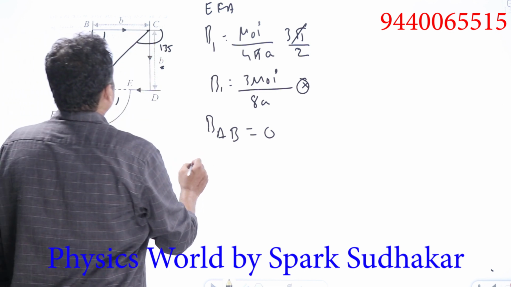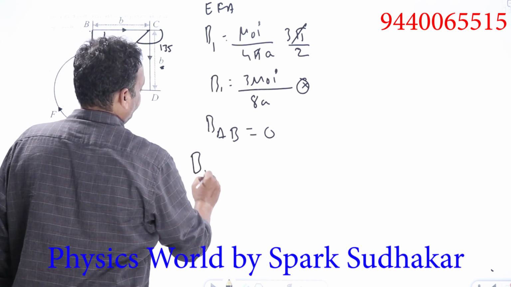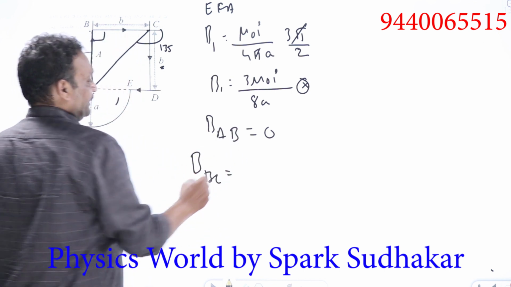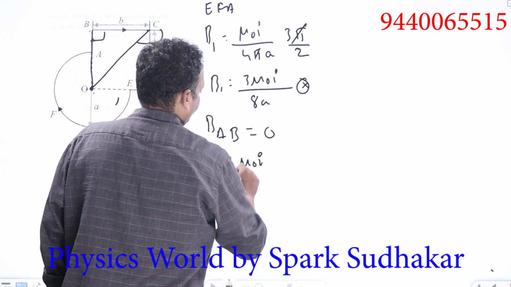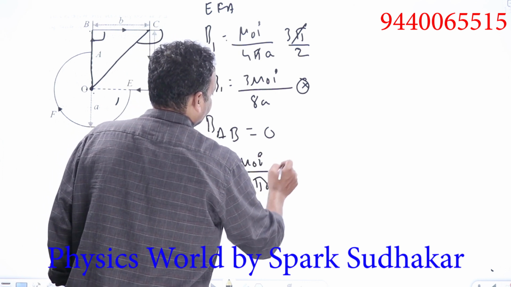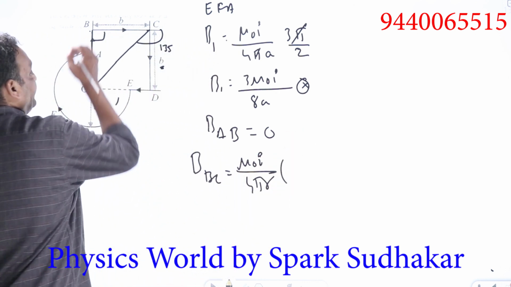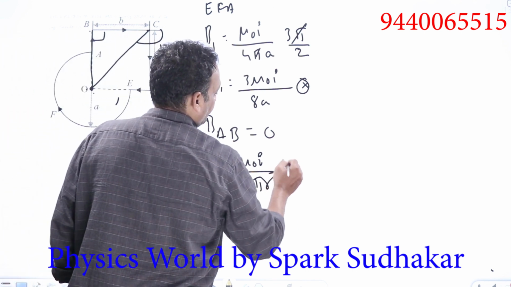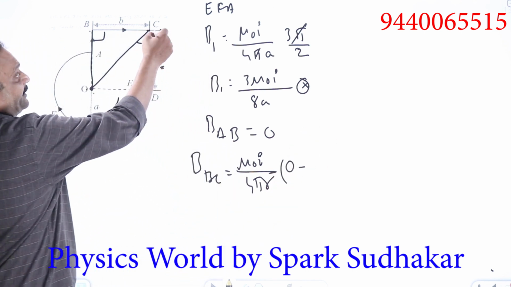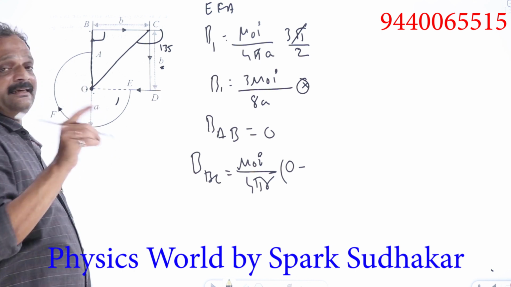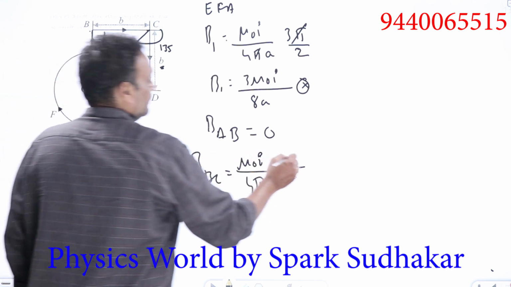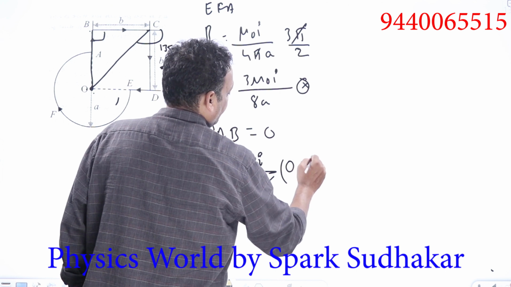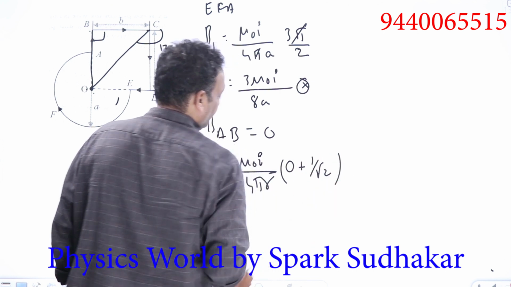So what is BC equal to? BC equal to mu naught I by 4 pi r into (cos theta 1, cos 90 is 0, minus cos 135). Cos 135 is minus sine 45 degrees, that is minus 1 by root 2. Minus of minus will be plus, so 1 by root 2.